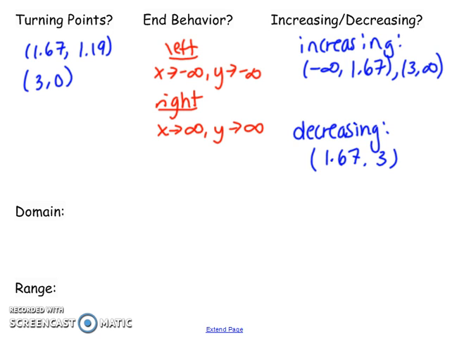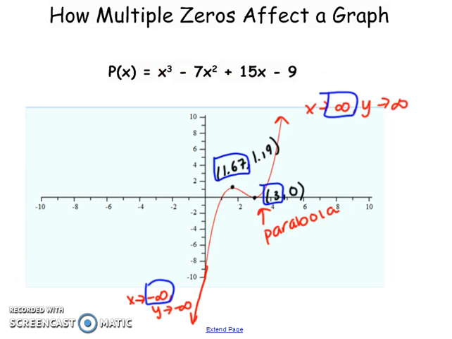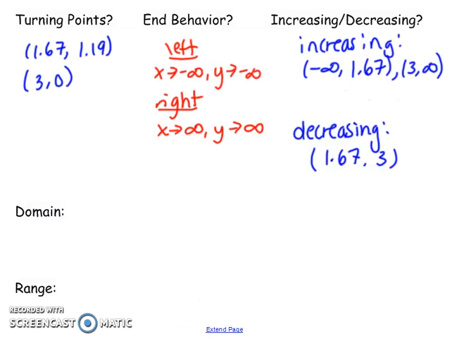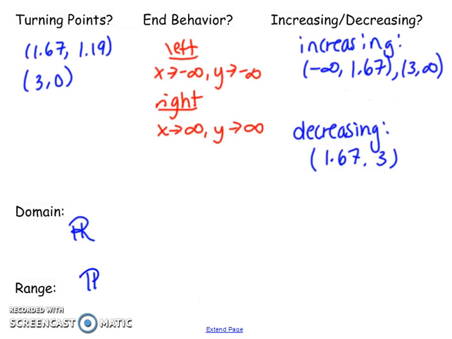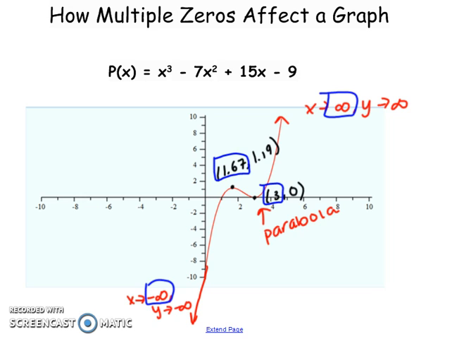Now domain and range. Domain are the x values, range are the y values. So here my domain is going to be all real numbers. And my range for my y's is also going to be all real numbers. The reason being, if we look at this graph as it continues to go left and right, it's going to touch every single x value at some point.